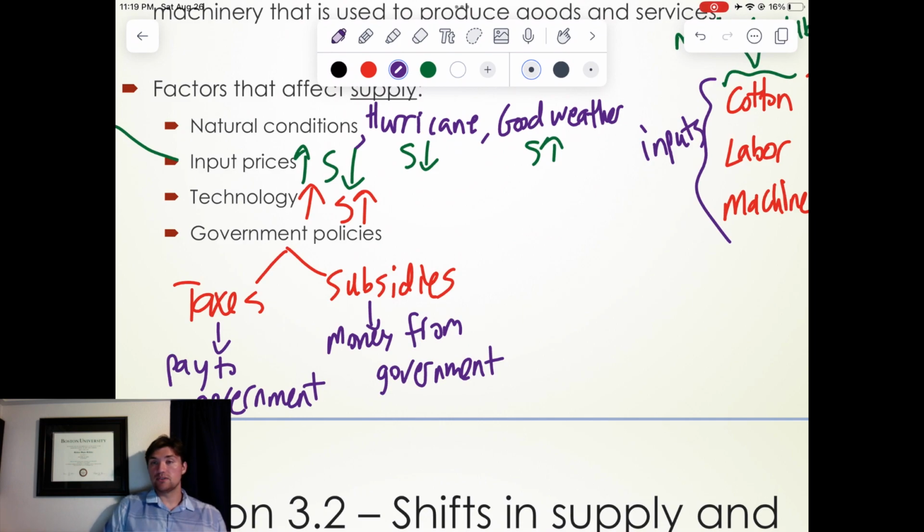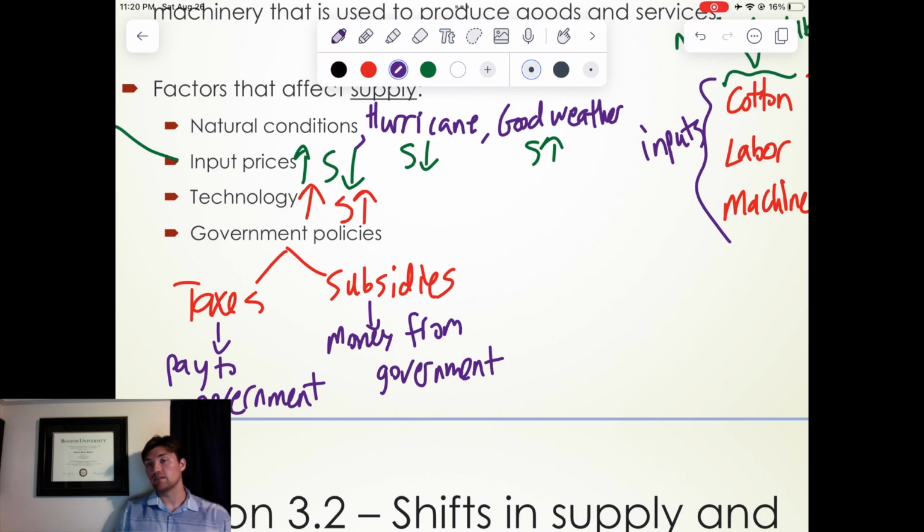Now, what about a subsidy, right? It's money coming in. Well, if I had more money, I could buy more stuff. I could buy more cotton. I could buy more labor. I could probably buy another machine. And all of these things will lead to more supply. So that's the thing with subsidies.